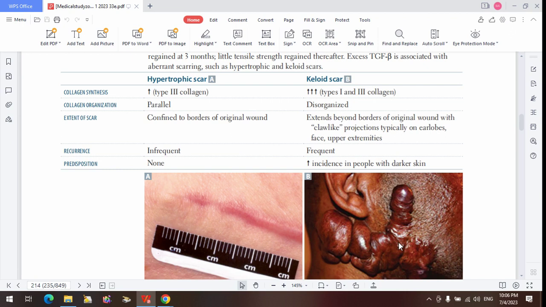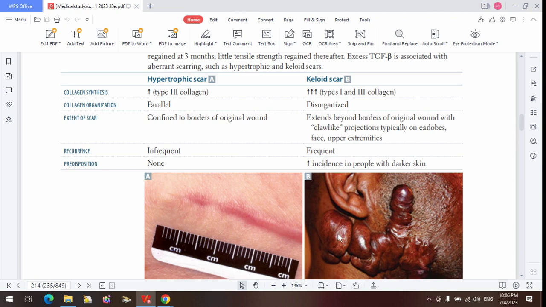And keloidal scar has a predilection for affecting some particular areas of the body. Those areas are in the upper part of the body, like the upper extremities, the arm, the upper part of the chest, the face, and the ear lobes. So the upper chest, the face, the ear lobe, and the upper extremities. That's where keloidal scar is present.